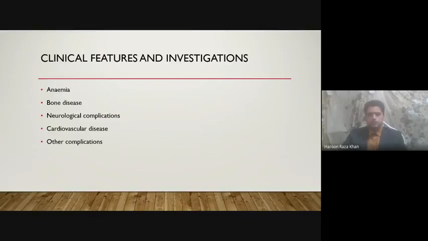Next is your bone disease. There's a term called renal osteodystrophy. The term renal osteodystrophy embraces the various forms of bone disease that develop in chronic kidney disease. For example, osteoporosis, secondary or tertiary hyperparathyroidism, or osteosclerosis.